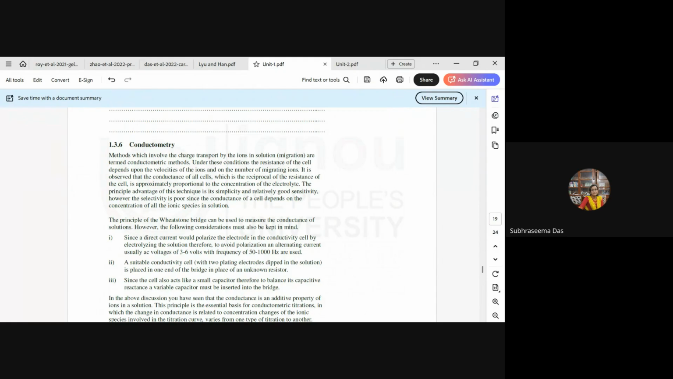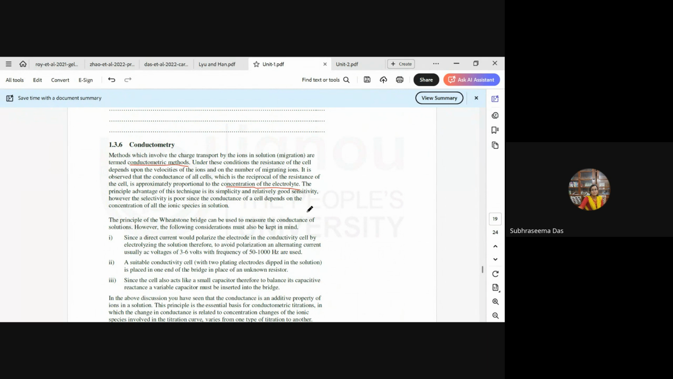So now coming to conductometry. The methods which involve the charge transport by the ions in solution are called conductometric methods. Under these conditions, the resistance of the cell depends upon the velocity of the ions and on the number of migrating ions. It is observed that the conductance of all cells, which is the reciprocal of the resistance, is approximately proportional to the concentration of the electrolyte. The major advantage of this technique is that it is simple and has good sensitivity. However, the selectivity is poor because the conductance of the cell depends on the concentration of all the ionic species present in solution.